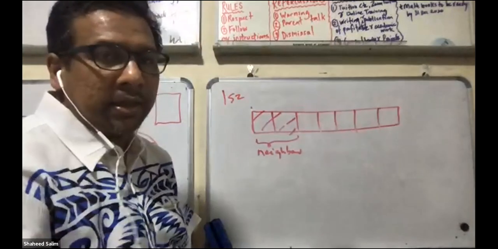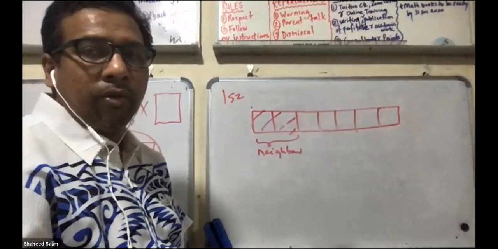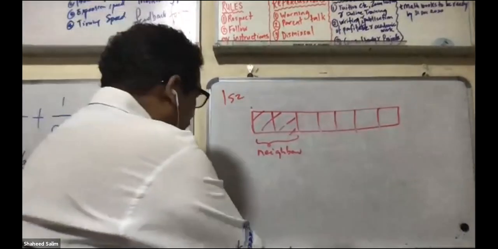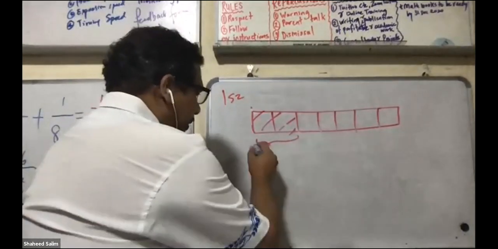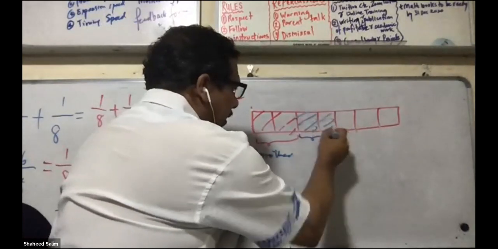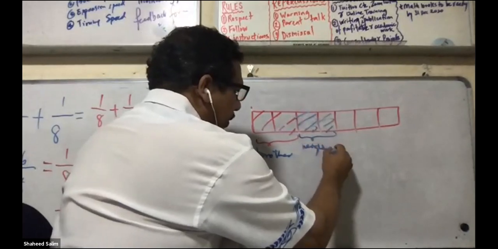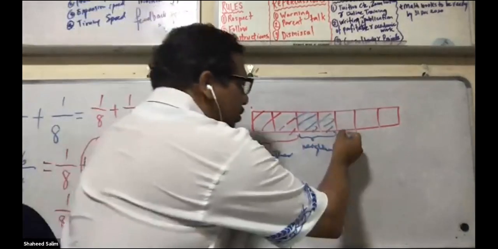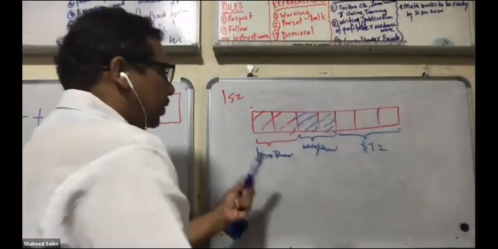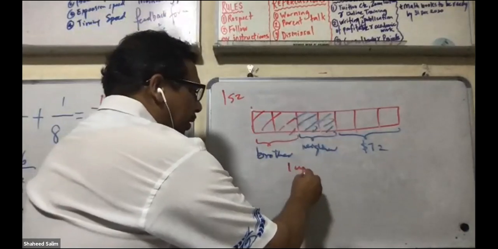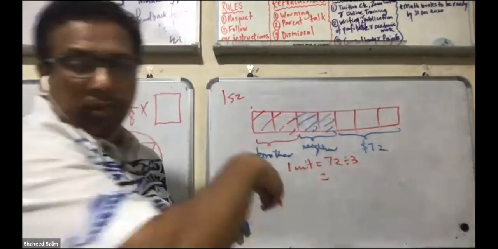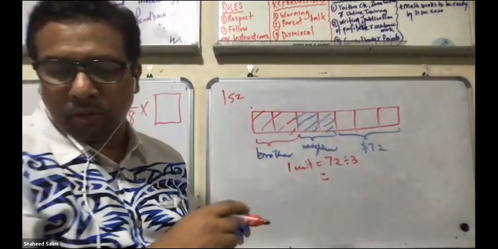And the question says, he gave 2/5 of the remainder to his brother, not neighbor, sorry. This is to the brother. Then this one is to the jiran, neighbor. And then they say he has $72 left. So these 3 units is $72. So you want to find 1 unit. 3 units, 72, 1 unit will be 72 divided by 3, which will give you, let me see, how much is that? 24.